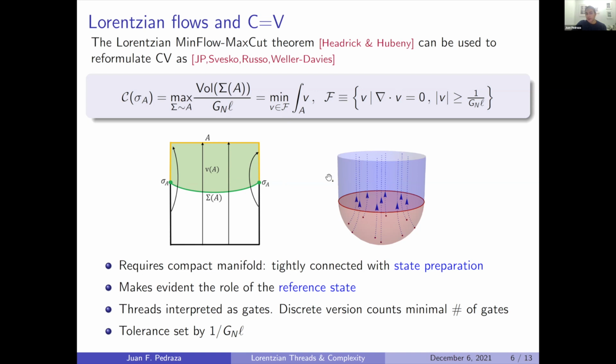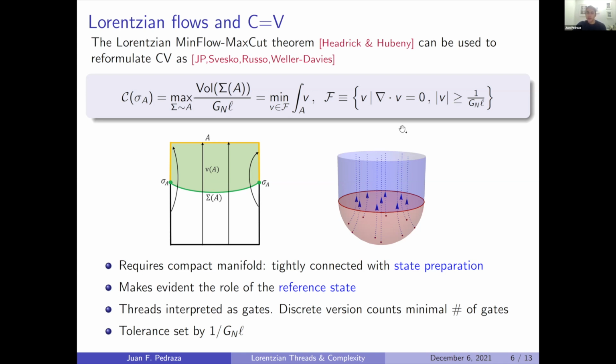So this is a visualization of what one of these flows looks like. Very importantly, for this theorem to work, it is very important that the manifold be compact. So just to be more precise, what we need to do is to start with a Lorentzian manifold and glue Euclidean portions both in the infinite past and in the infinite future.